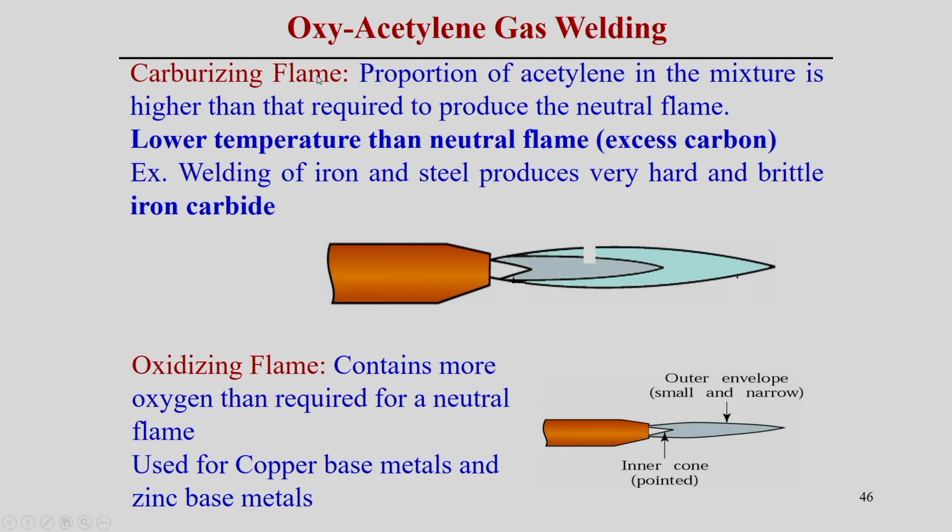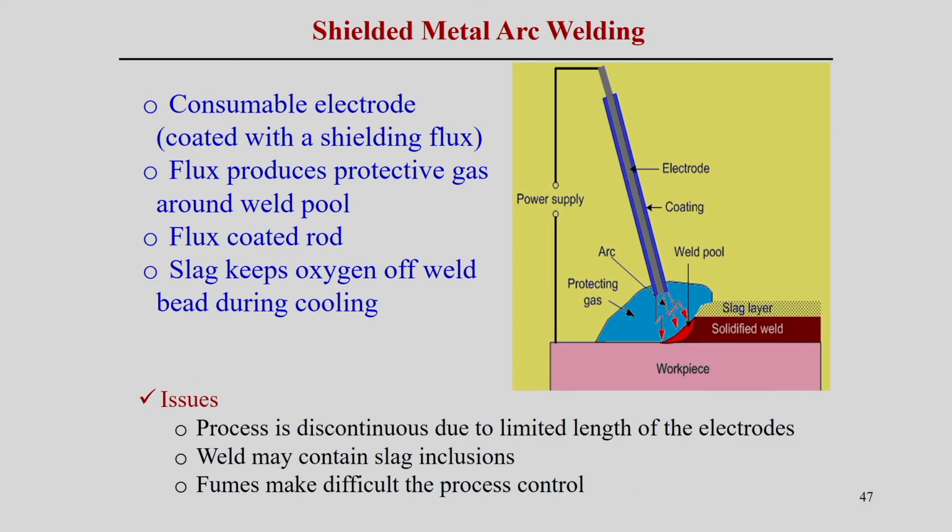So, these are the three different types of the flame in case of the oxyacetylene gas welding process. Now, we will look into the other welding processes. The shielded metal arc welding process. In the shielded metal arc welding process, we can see that we use a consumable electrode coated with shielding flux. So, the electrode is coated with the flux, as in this figure, and an arc is created.